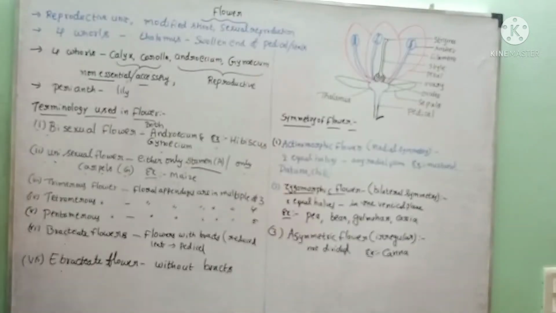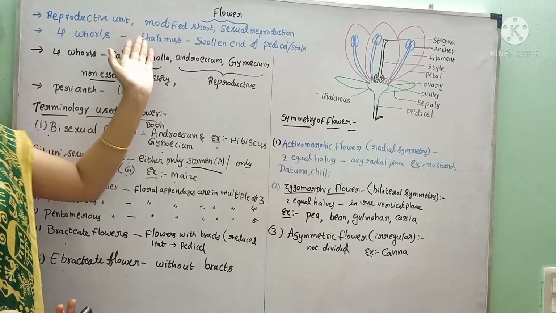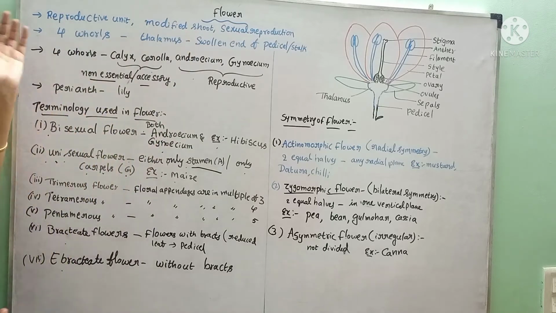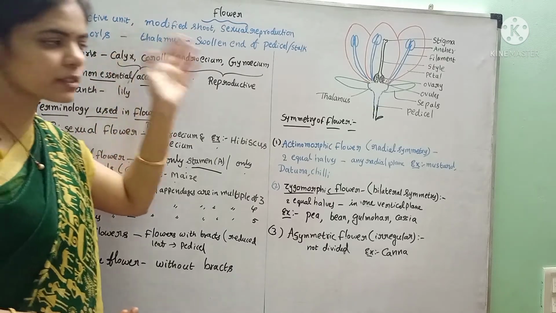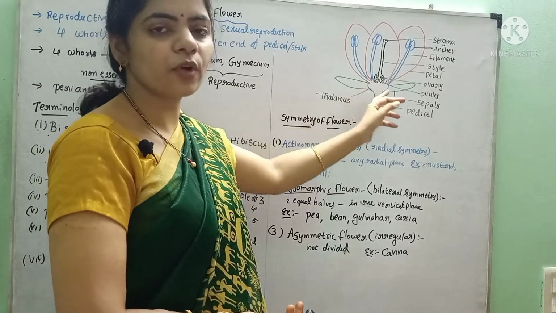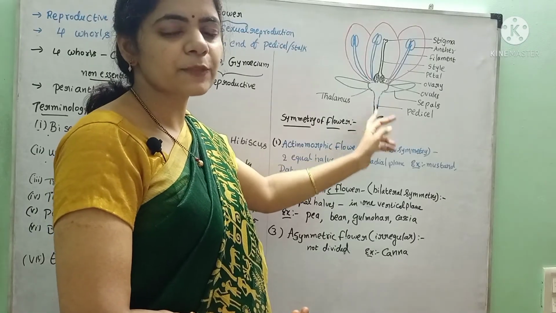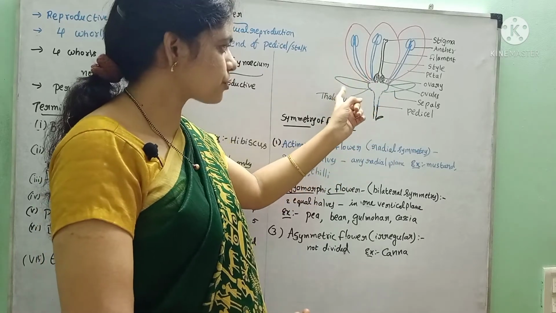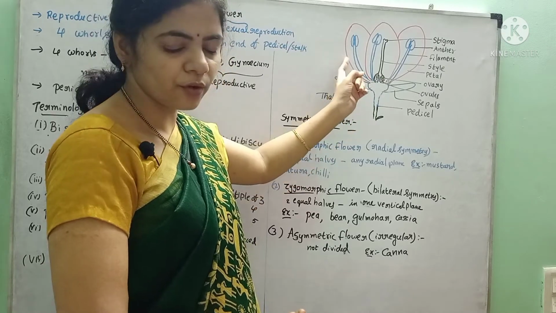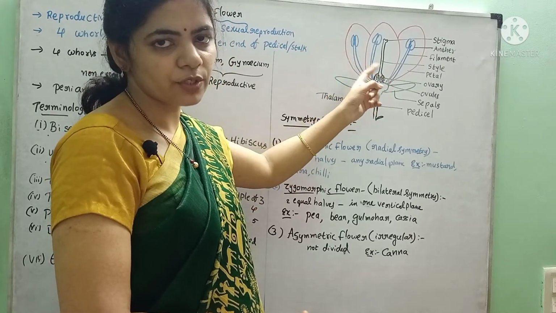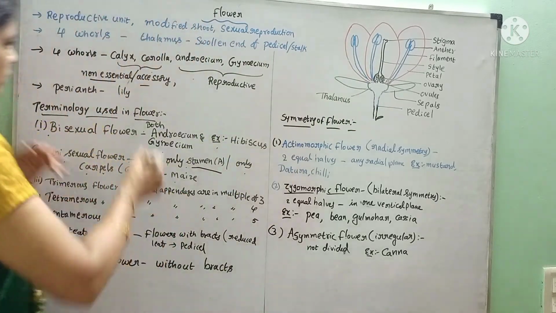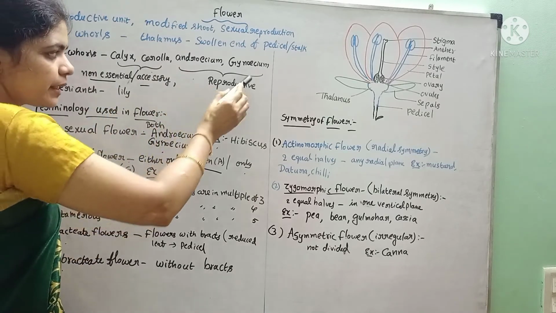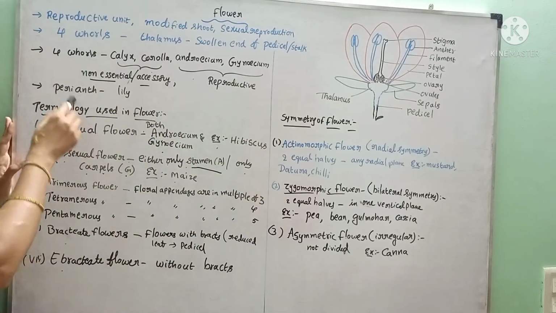Once again we will revise this. So what is a flower? It is a reproductive unit which participates in sexual reproduction. The flower is nothing but a modified shoot. In this flower, there are four whorls present, which are arranged on the swollen part called the thalamus. The thalamus is present at the pedicel. On the thalamus there are four whorls. The outermost whorl is the calyx, the second is the corolla, the third one is the androecium and the innermost one is the gynoecium. Calyx and corolla are called non-essential or accessory organs, and androecium and gynoecium are called reproductive organs.